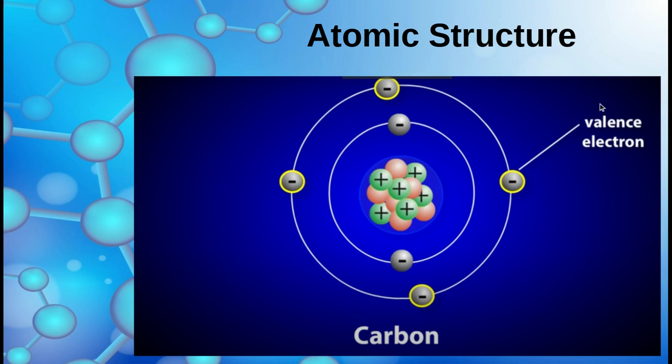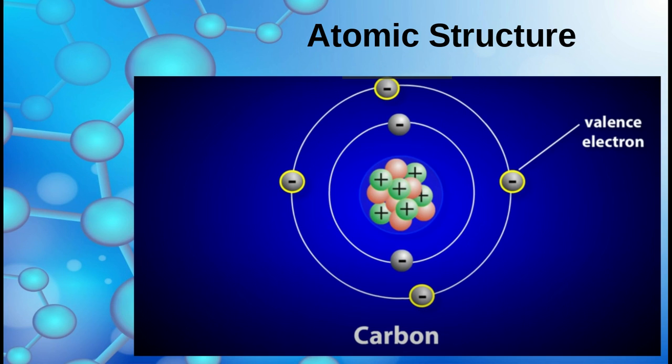Now this brings us to what's called valence electrons. Valence electrons are the electrons that actually interact with other atoms, and that allows bonding to take place, ionic bonding, covalent bonding. And we're going to get into that a little bit later.